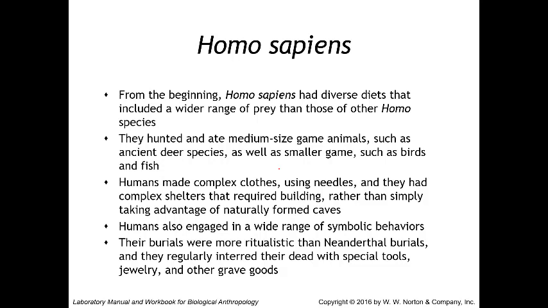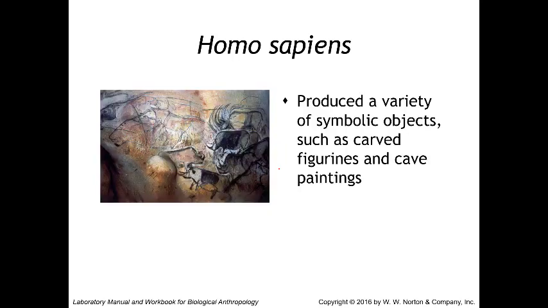Homo sapiens had a more complicated culture and symbolic behavior than we see with our earlier Homo species, and we can see that with the use of needles and built shelters. They also engaged in a wide range of symbolic behaviors. Their burials were more ritualistic than Neanderthal burials, and they regularly interred their dead with special tools, jewelry, and other kinds of grave goods. They also produced a variety of symbolic objects such as carved figurines and cave paintings.